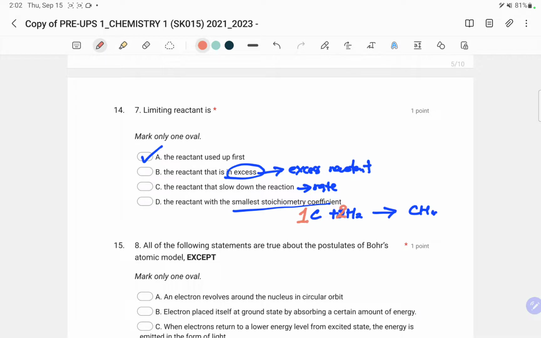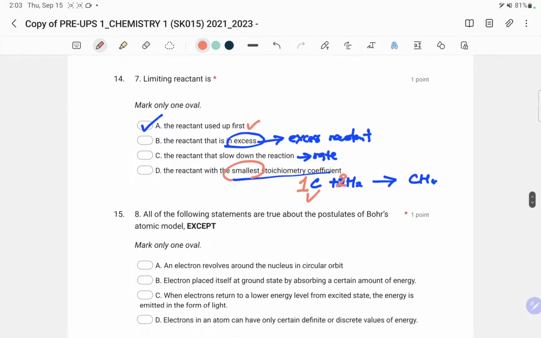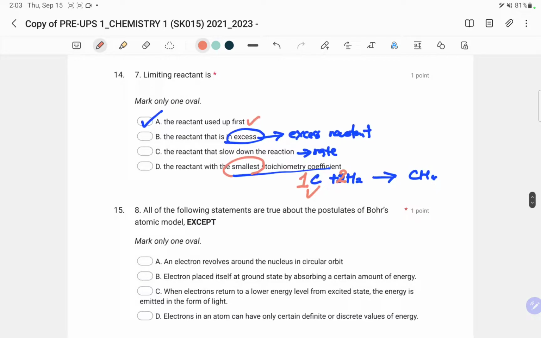Ni stoichiometric coefficient. Maksudnya dia kata nak tentu limiting reactant, tengok yang the smallest stoichiometric, automatic terus kita dapat carbon adalah dia punya limiting. So salah lah. Kita nak tentukan limiting bukan daripada coefficient yang depan ni. Kita kena calculate yang mana yang habis guna. So this is the correct answer lah, bukan berdasarkan kepada stoichiometric coefficient.